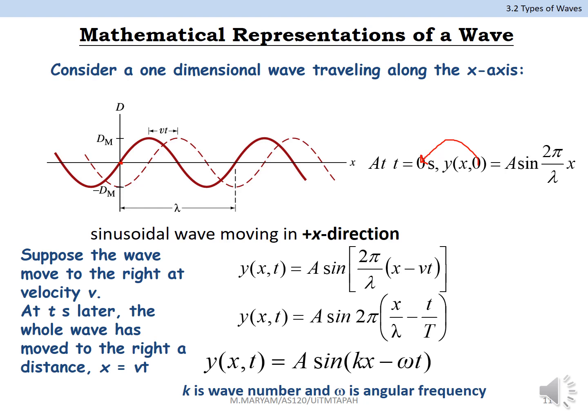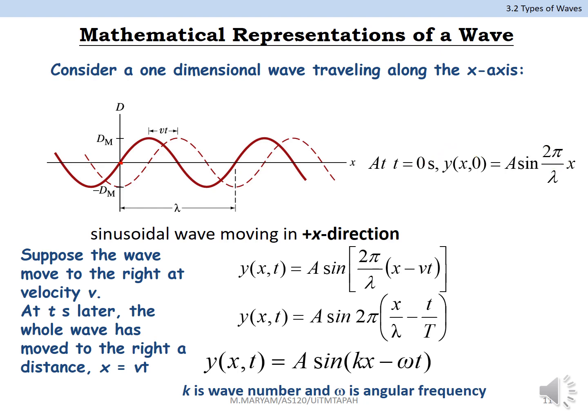So, A sin(2π/λ x). 2π divided by λ represents the constant, as in simple harmonic motion, which is equal to k. So y = A sin(kx), a sinusoidal wave moving in the positive x direction.